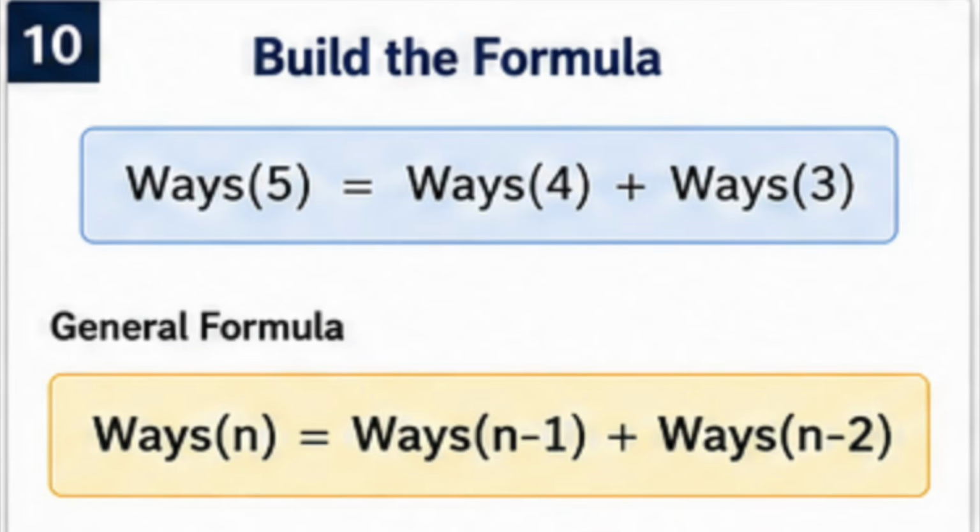And now we finally have our formula. To reach any stair, we need the number of ways to reach the previous stair plus the number of ways to reach 2 stairs before. This works for every staircase, not just 5. This is the recurrence relation.